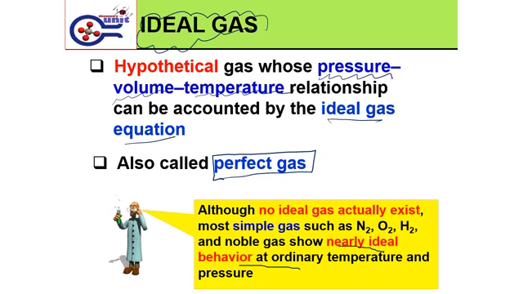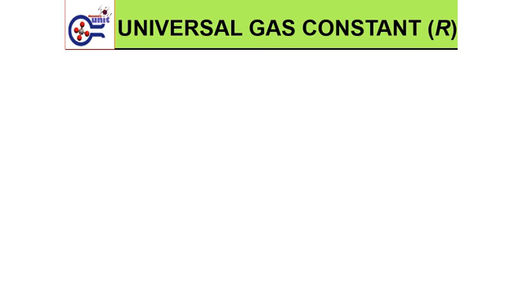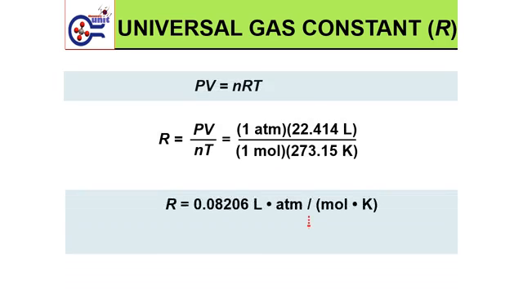Sama macam kita punya case gas ni. No ideal gas really exists. But some of the gas show nearly ideal behavior. Nanti kita akan belajar lebih detail di penghujung subtopik 5.1. Okay, universal constant R awak. Okey, ni dah terangkan tadi dah.